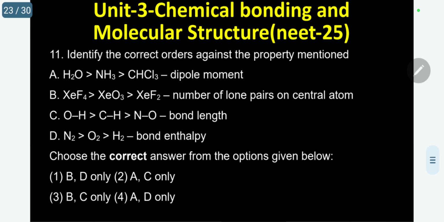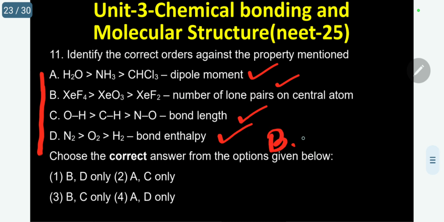Identify the correct orders against the property mentioned. Here 4 options are given, and in option 4 again they have given a different property. One is dipole moment. Number 2, lone pair on the central atom. Then bond length. Then bond enthalpy, that is bond energy. So you should carefully analyze and identify.